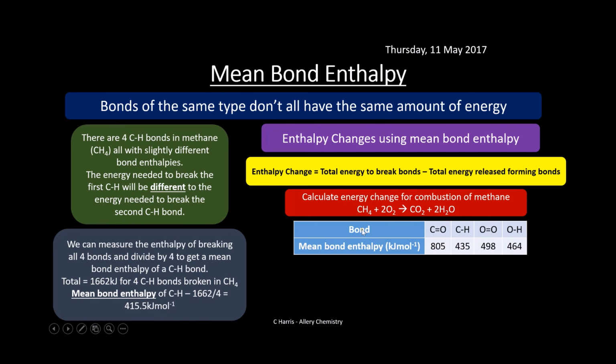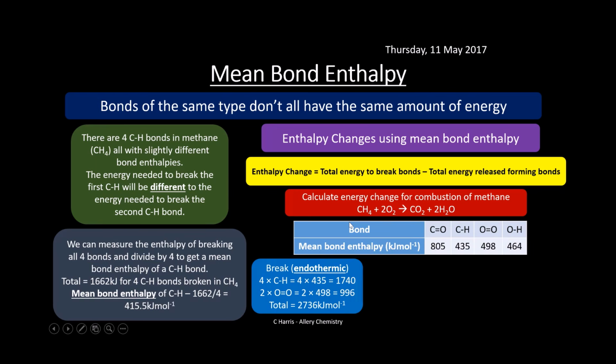Here's the data. We've got the bond enthalpies here, all the values in kilojoules per mole. This is mean bond enthalpy: C double bond O, CH, O double bond O, and OH. We need to work out the total amount of energy needed to break all of the bonds in all of the reactants. We've got 4 lots of CH because of the methane, so that's 4 lots of 435, which is 1740. We've got 2 lots of O2, so 2 times 498, which is 996. Add them up, and the total is 2736 kilojoules per mole. It's the total amount of energy needed to break the bonds.